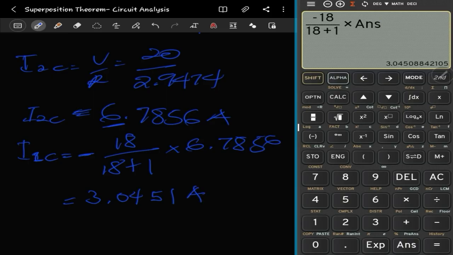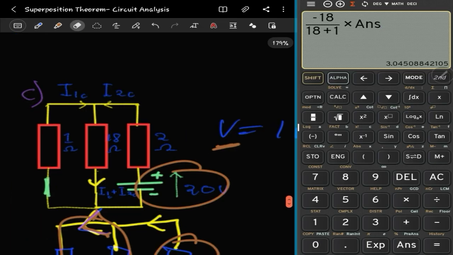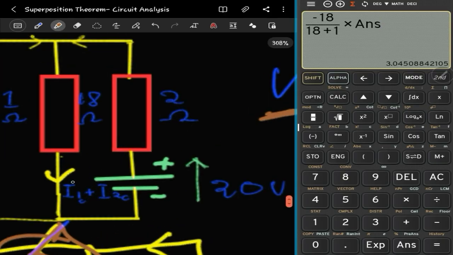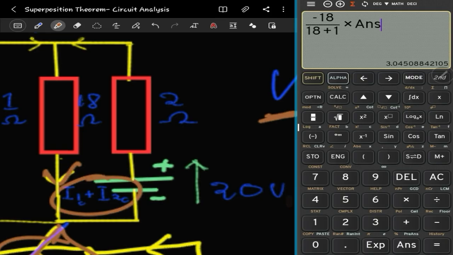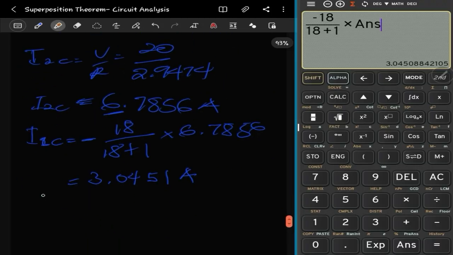amperes, right? So now that we have these two, we can go on and then find this here. Let's see. This one right here. The current passing through this side, which is the sum of the two currents, right? Which we just found. So I2C plus I1C to give us that.